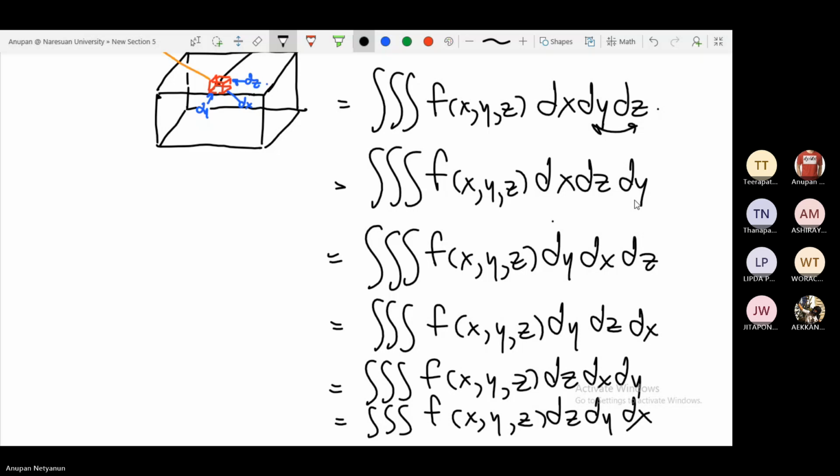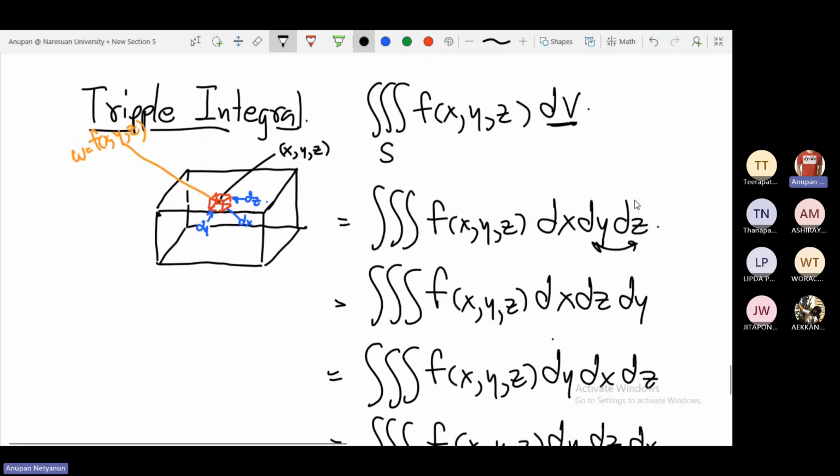And it's going to be the same idea since there is a simple solid object. If you have this kind of object as your solid object, then you can change this form into any of the 6 forms here.